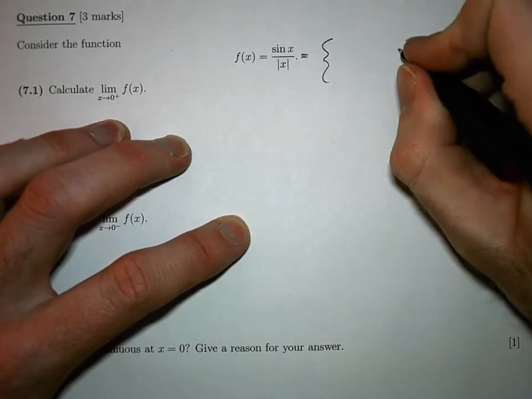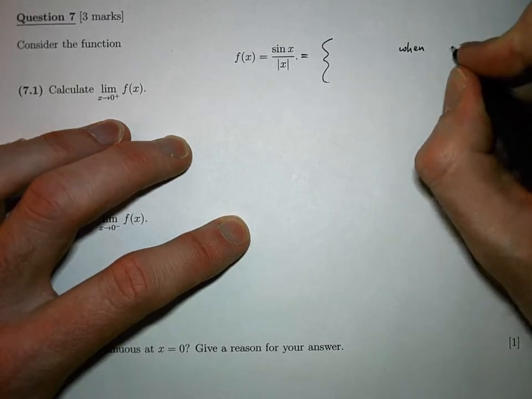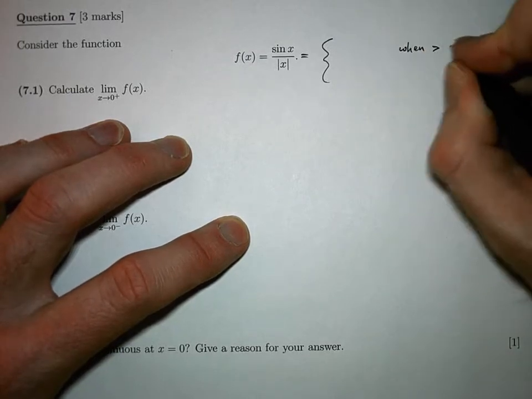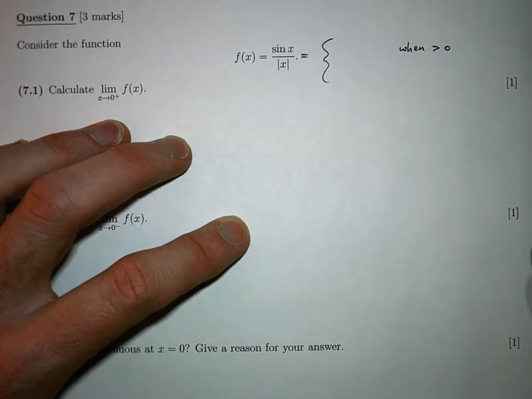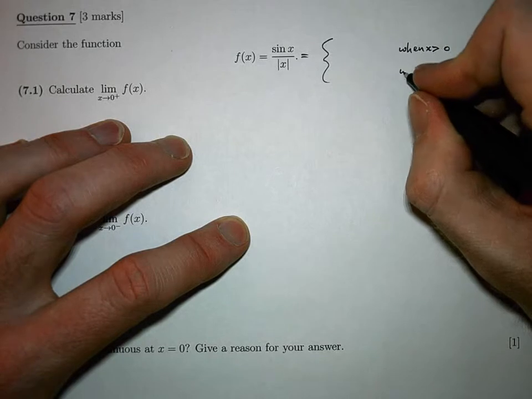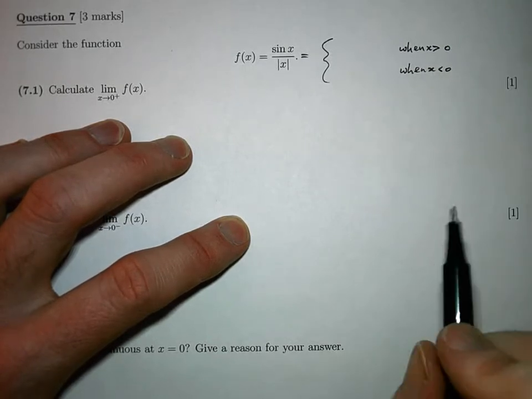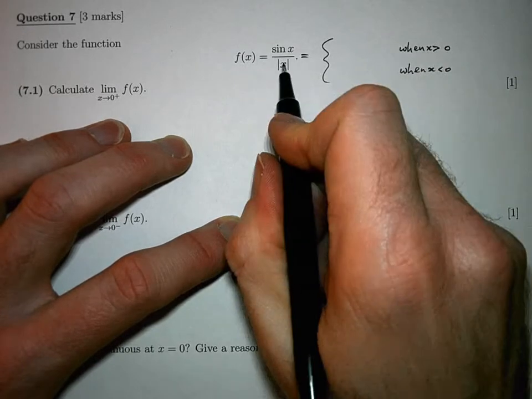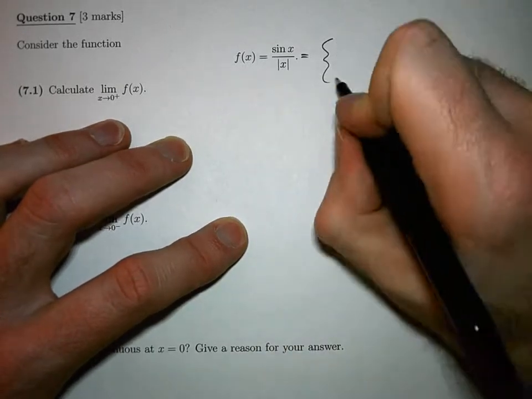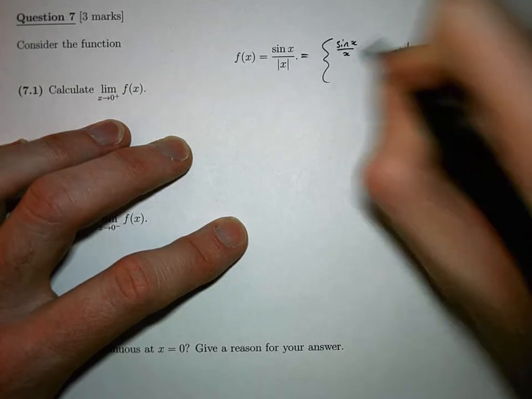So when we're doing our pieces, we usually have when x is greater than or equal to 0. But because x is not allowed to be equal to 0, we're going to have just when x is greater than 0. And of course, we're going to have our other piece when x is less than 0. When x is greater than 0, we simply remove the absolute value signs. So in that case, the piece is simply sine of x over x.